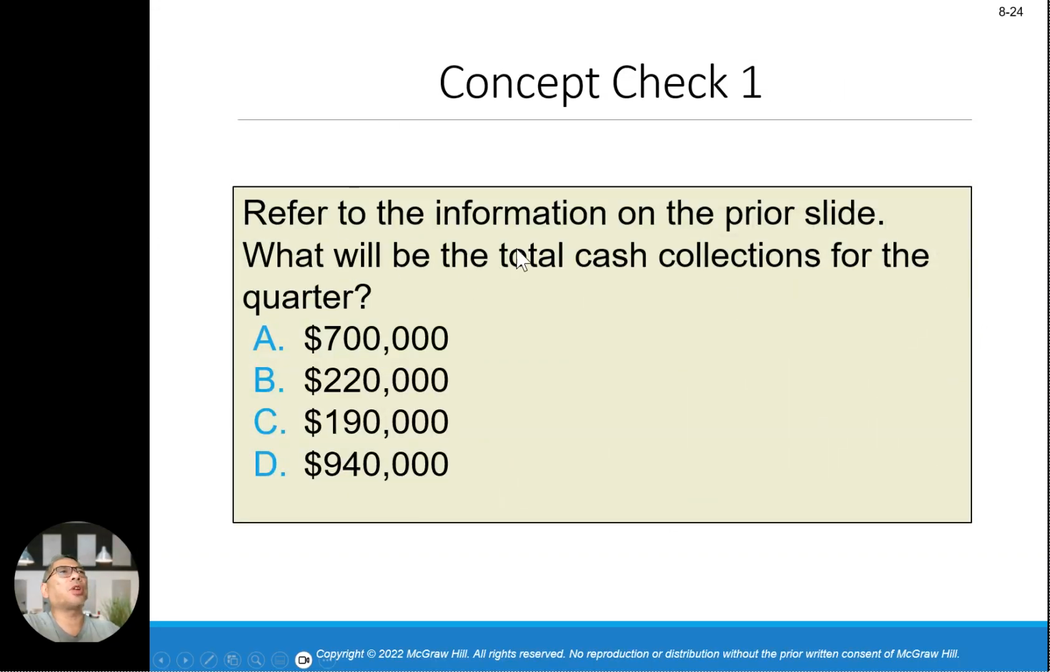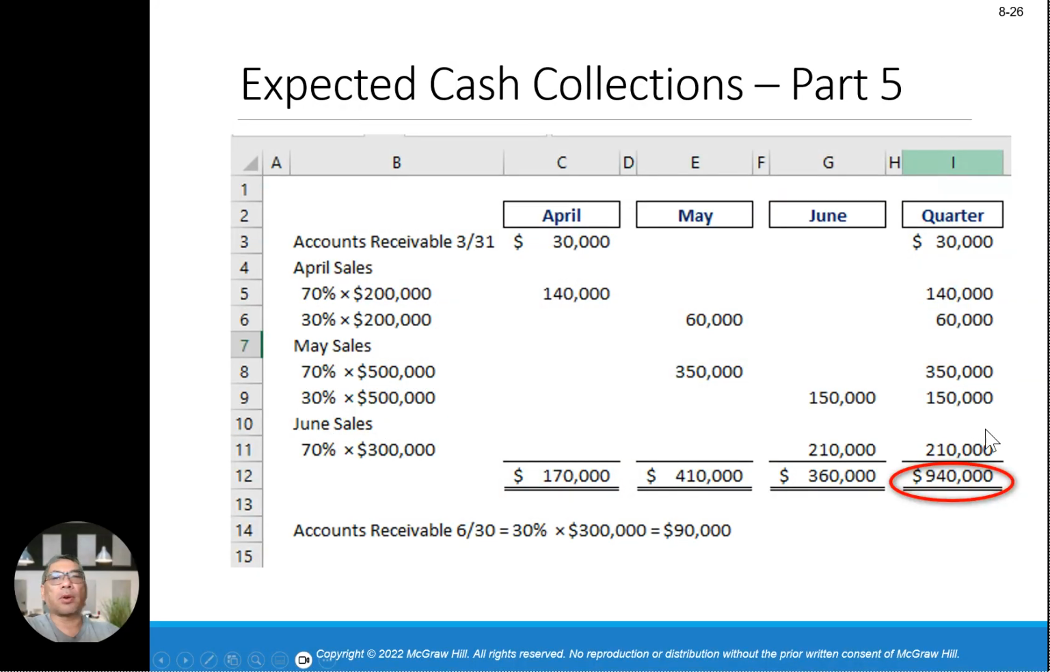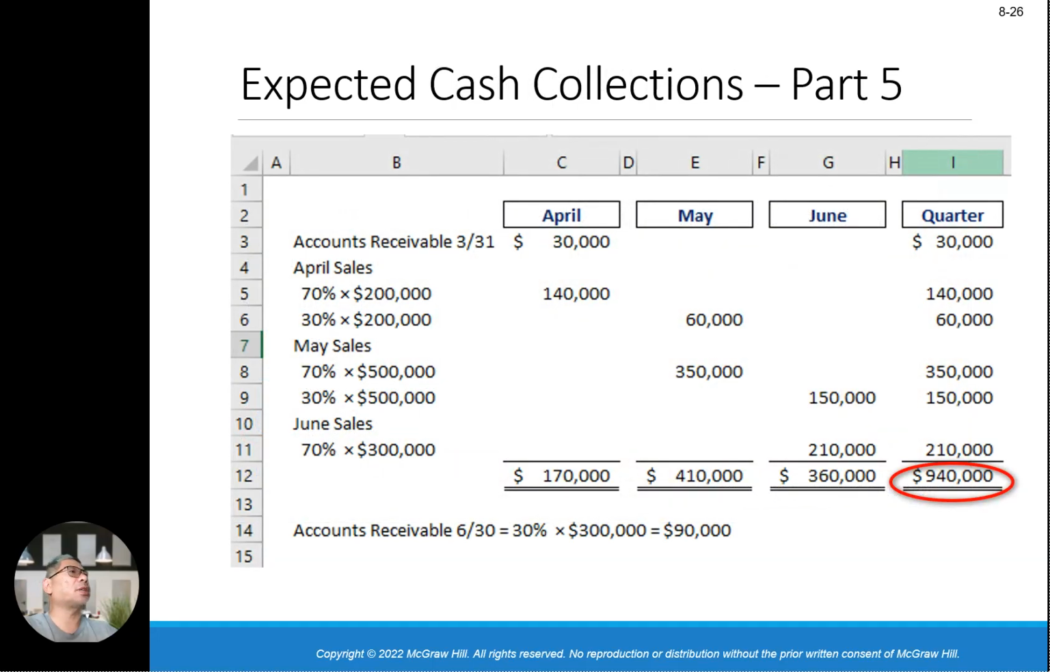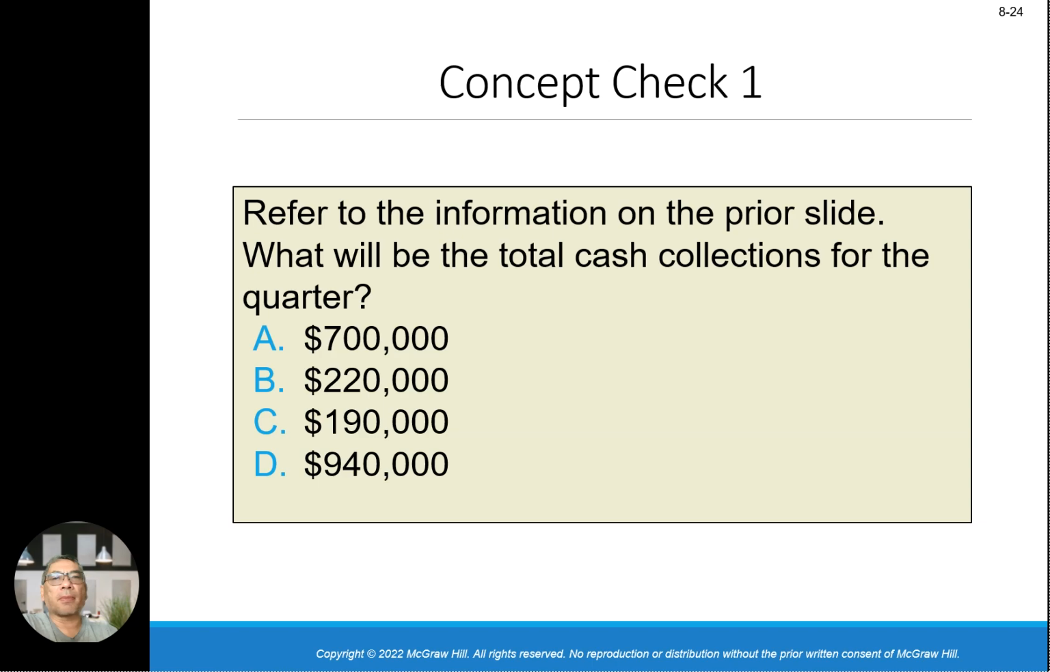Now look at this. Refer to the Royal Company slide. What will be the total cash collection for the quarter? Is it A, B, C, or D? Let's take a look. Take a pause for a couple of seconds. So the answer for this will be C. How do you get the C? This is the calculation: 940,000. So you go back here and look at the calculations. It's 190,000. That's how you get the calculation there. Because the previous one you got the 700,000 there.